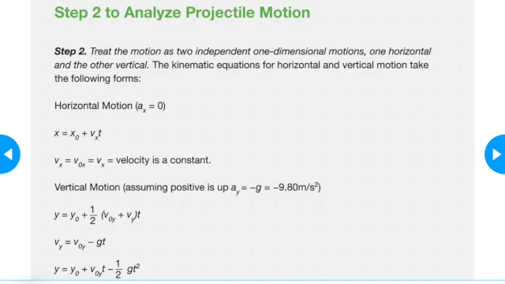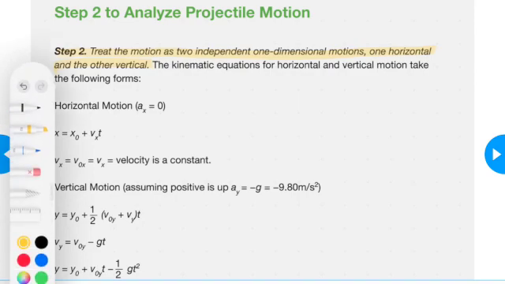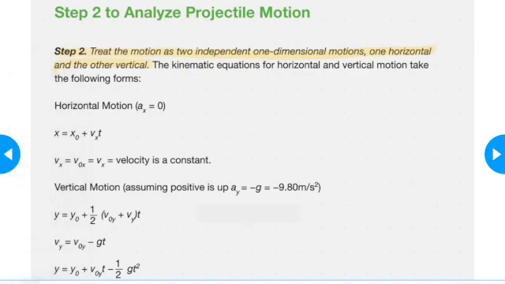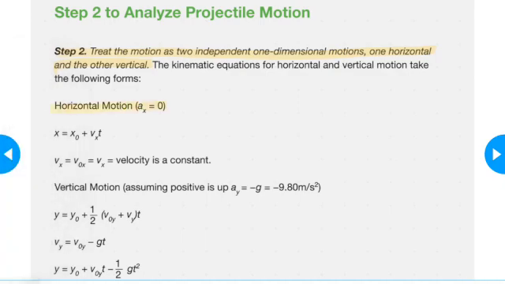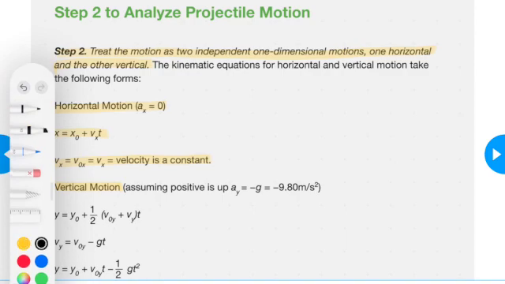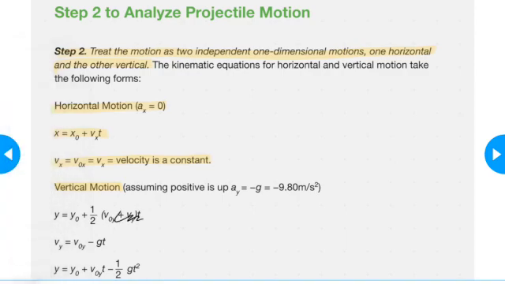Step 2, treat the motion as 2 independent one-dimensional motions, one horizontal and the other vertical. Now, this is where they do some things I'm not fond of, so I'm going to tweak some of these, but first of all, hold on. You can go ahead and write down the horizontal ones. They are fine. And you can start to write down about the vertical. I'm going to tweak these formulas though. The first one I'm going to change entirely. And the last one, with that middle one, make it plus.